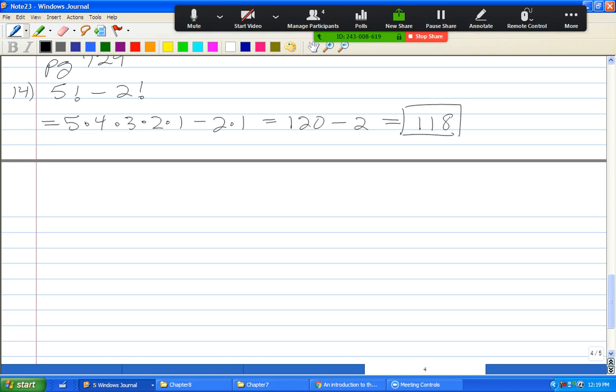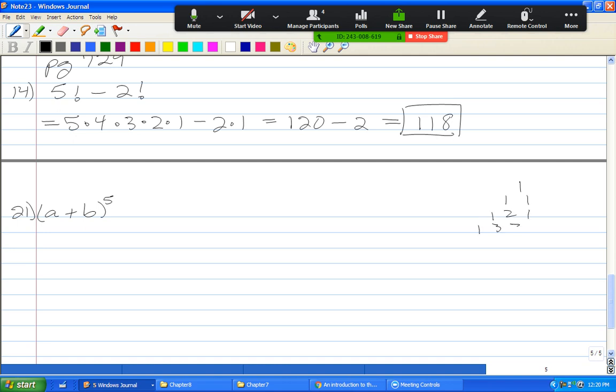Okay. Let me do problem number 21. It says (a+b) to the fifth. Use Pascal's triangle to expand this. So let's write out Pascal's triangle. So if I do that here, it's 1, 1, 1, 2, 1, 1, 3, 3, 1, 1, 4, 6, 4, 1, 1, 5, 10, 10, 5, 1.